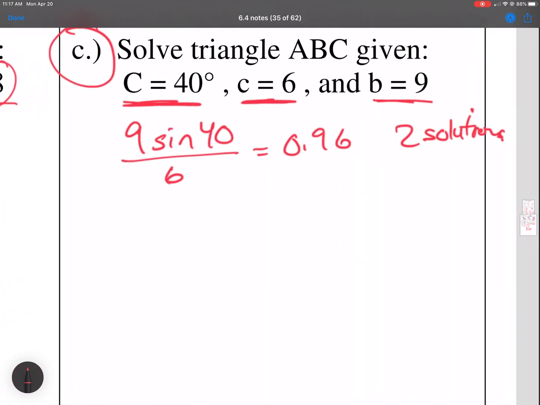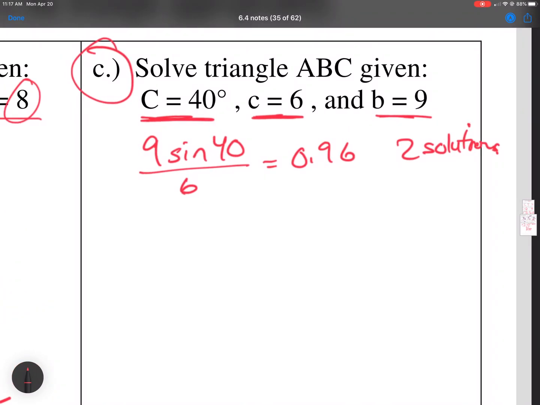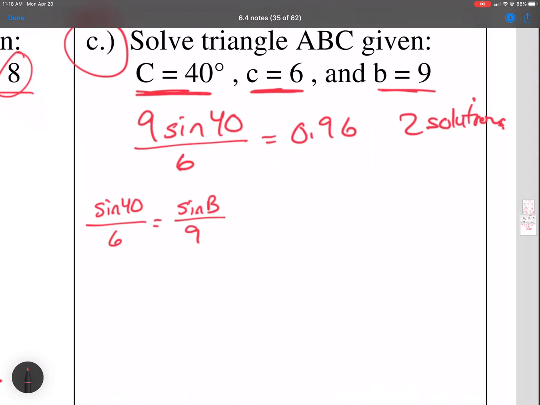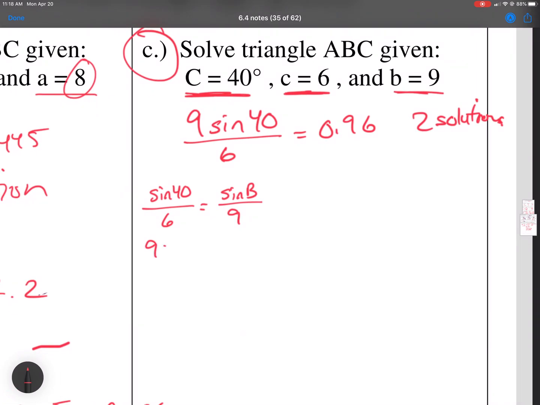Now the next one. So now we've already identified that this one has two solutions. So we're going to create two separate triangles. All right, so the first triangle, we have our law of sine. We're going to set that up. So sine of 40 over 6 equals sine of b over 9. All right, so 9 sine 40 over 6 equals sine of b. Multiply both sides by 9. So b equals sine inverse 9 sine 40 over 6.